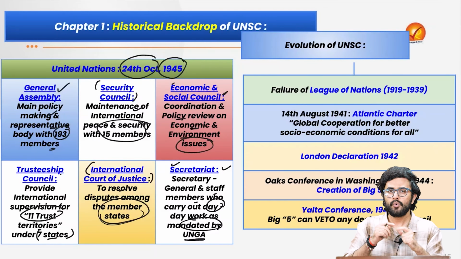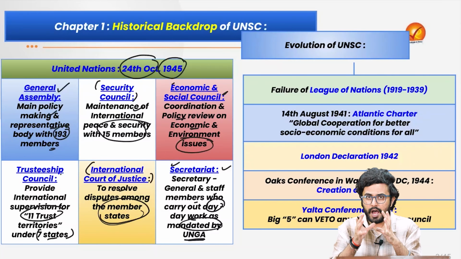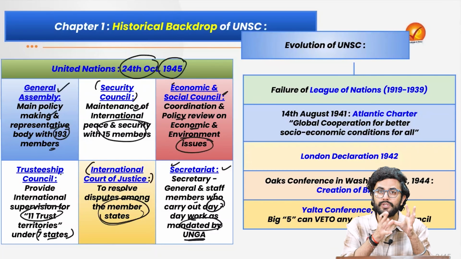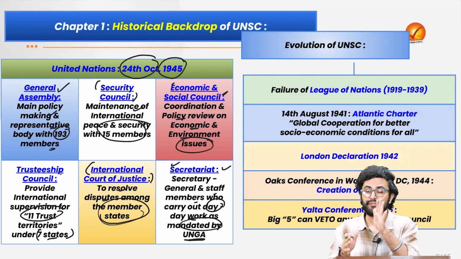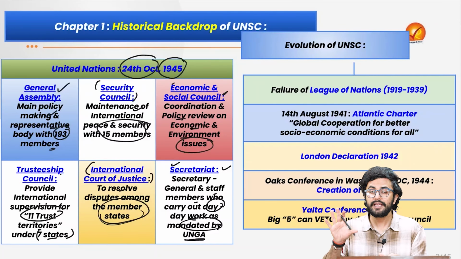The question which shall arise in your mind is how this United Nations Security Council actually came into being with 5 permanent members and 10 non-permanent members. Let's try to understand that.